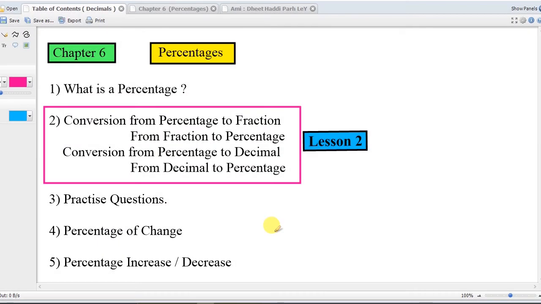Today we are going to start our lesson 2 on percentages, and in this lesson we will be covering how to solve conversions of these percentages.